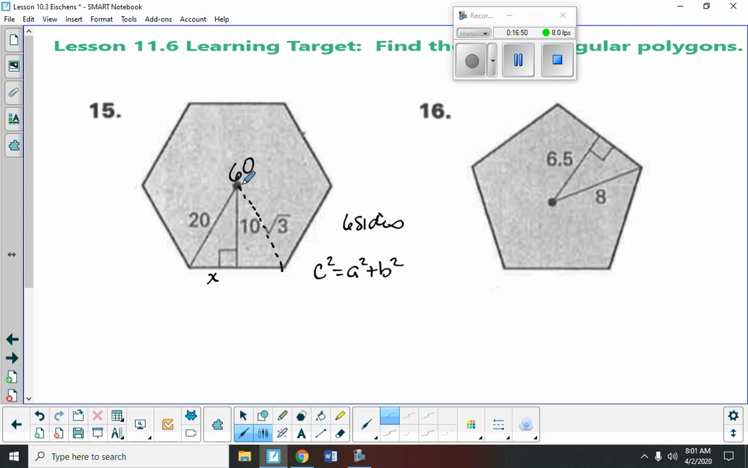But if this is 60, this would be 30. And we want to find x, and so that would be the opposite. And let's use the hypotenuse because that's a nice number. And so that would be opposite, and hypotenuse would be sine of 30 equals x, opposite over hypotenuse. And so x equals 20 sine of 30.